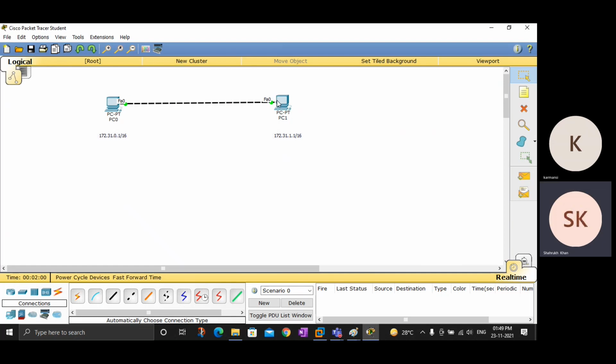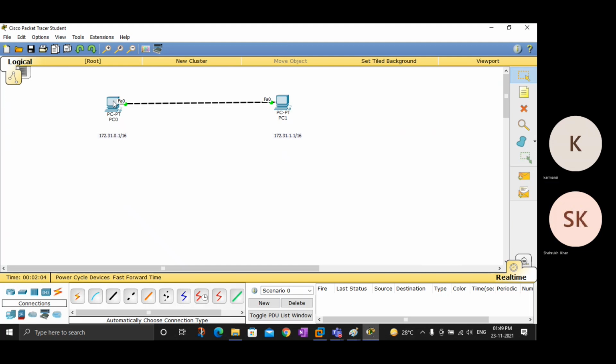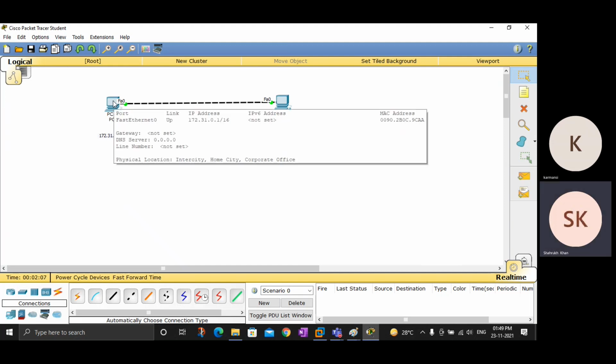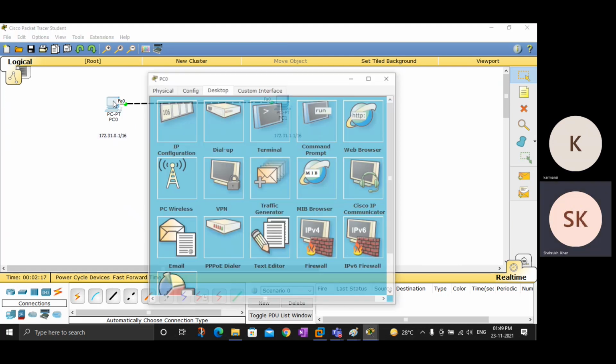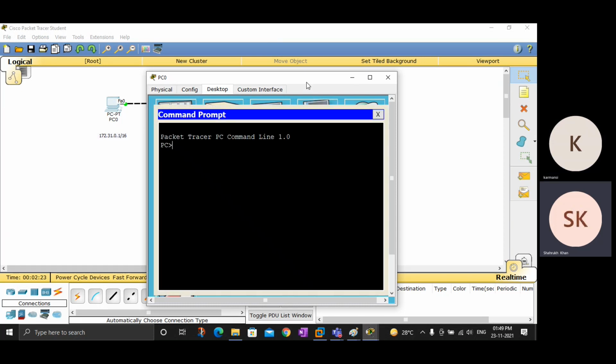So IP has been assigned on both of these. If you see here in the IP address column, what it is showing, 172.31.0.1/16. So for checking the connectivity, again go to your PC, go to command prompt and run the command.